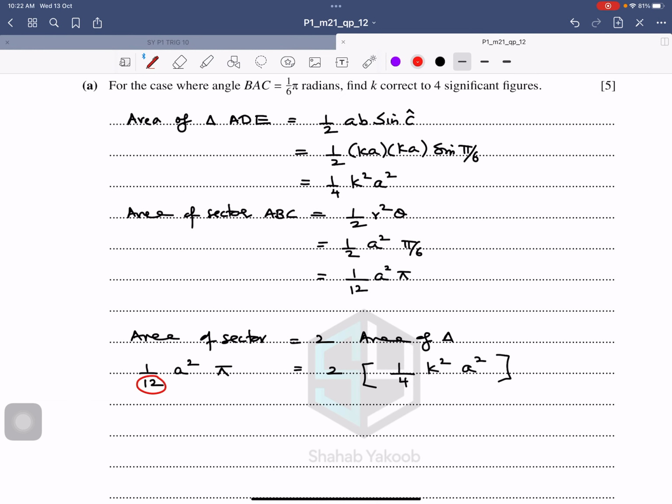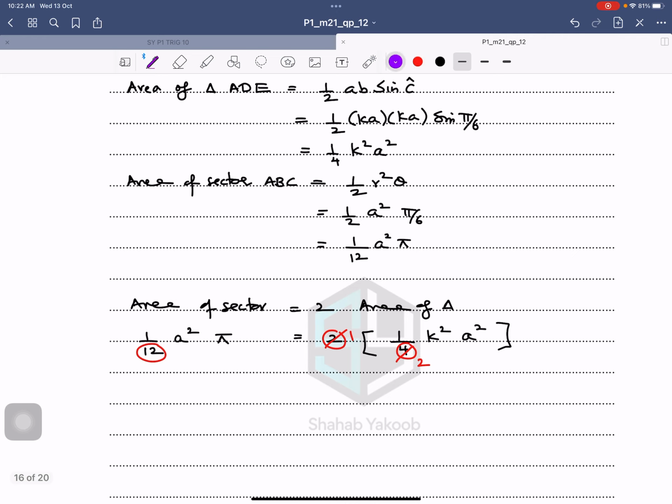This 12 and this 2 and this 4, this is 2 ones are, this is 2 twos are. So therefore you can also cancel off the A squared with the A squared, that is gone. So if this 2 goes up, 2/12 is pi over 6. So K squared is pi over 6. K is the square root of pi over 6.